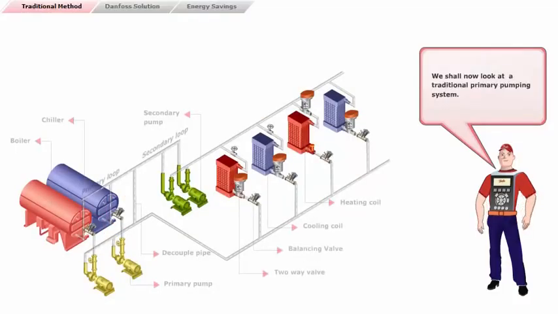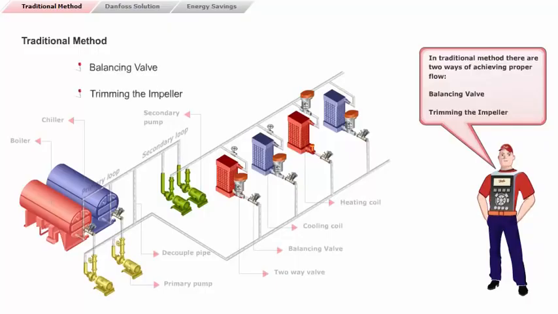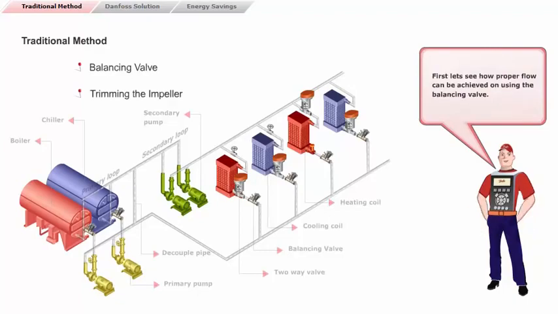We shall now look at a traditional primary pumping system. In the traditional method, there are two ways of achieving proper flow: balancing valve and trimming the impeller. First, let's see how proper flow can be achieved using the balancing valve.